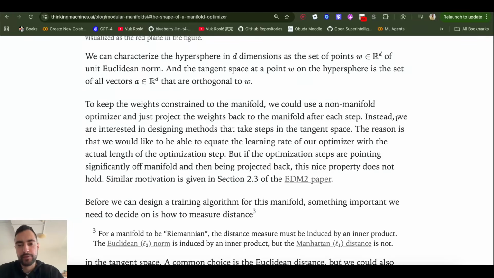Here Jeremy explains that reason. We are interested in designing methods that take steps in the tangent space, so we can equate the learning rate, which is just our hyperparameter that we decide, some number, of the optimizer with the actual length of the optimization step. The way I understand it, in other methods the learning rate is not correlated with the length of the optimization step, because the step is gradient times learning rate, and the gradient can be any kind of number. But here we want to actually correlate the learning rate with the length of the step.